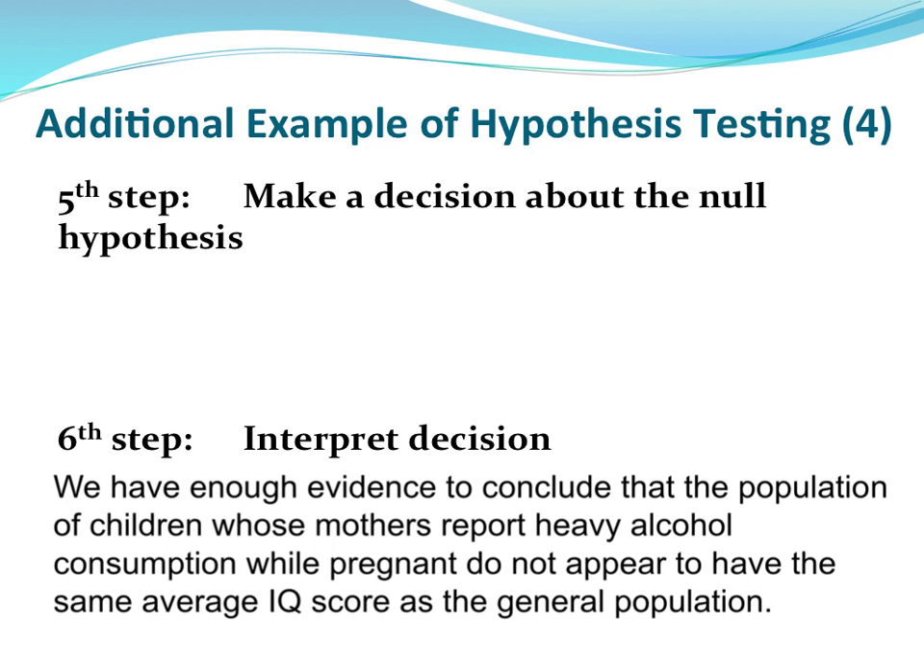Our final step is interpreting our decision. We have rejected our null hypothesis, so we are saying that we have enough evidence to conclude that the population of children whose mothers report heavy alcohol consumption while pregnant do not appear to have the same average IQ score as the general population. We have only tested whether or not it was equal, so it would not be appropriate to conclude it was higher or lower in this case. We would just conclude that it does not appear equal.